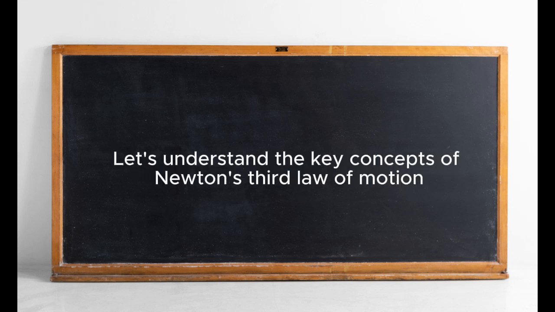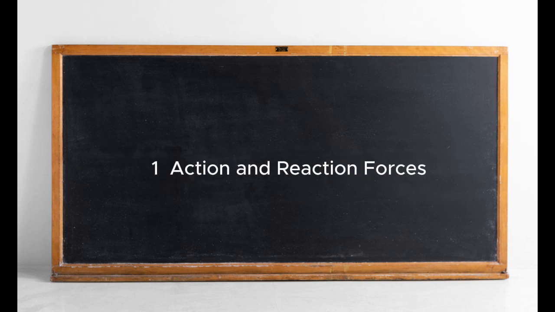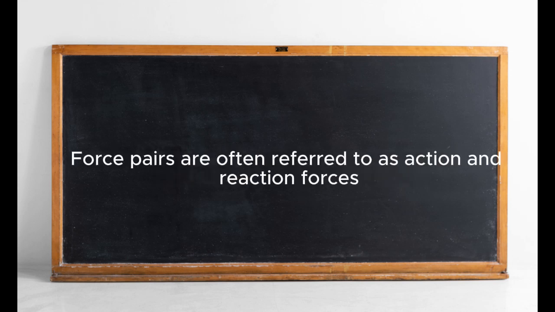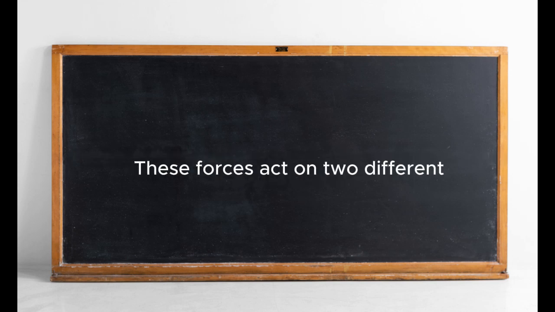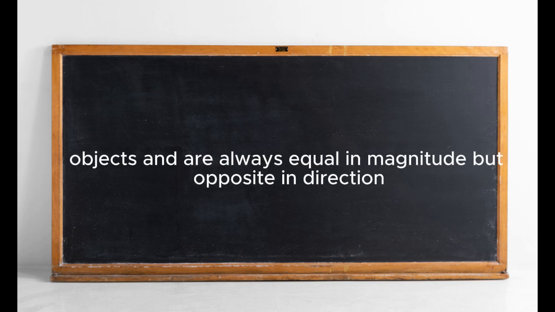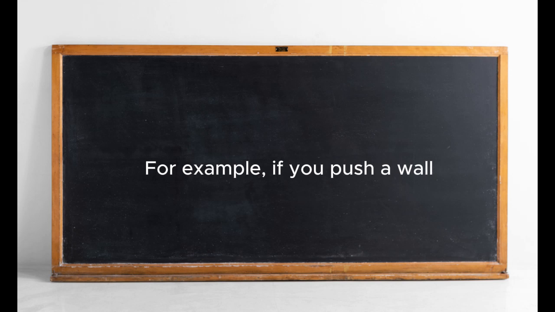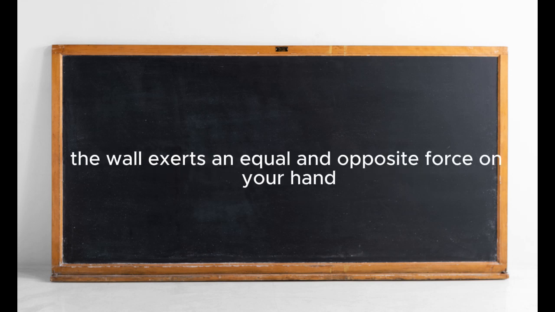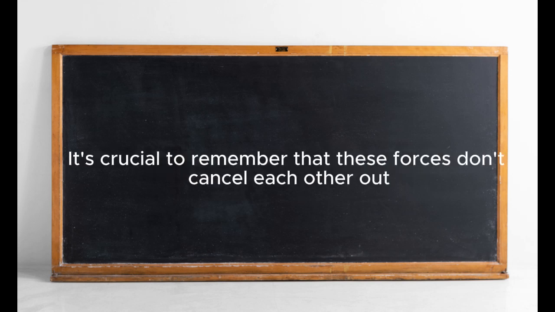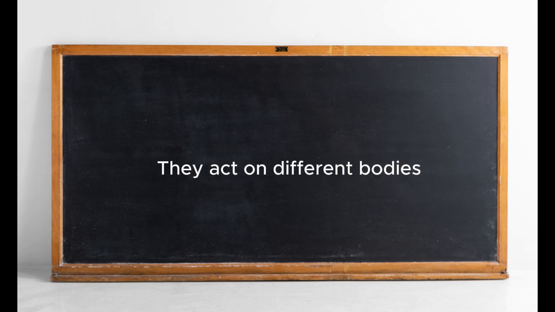Let's understand the key concepts of Newton's third law of motion. 1. Action and reaction forces. Force pairs are often referred to as action and reaction forces. These forces act on two different objects and are always equal in magnitude but opposite in direction. For example, if you push a wall, the wall exerts an equal and opposite force on your hand. It's crucial to remember that these forces don't cancel each other out. They act on different bodies, so they both exist simultaneously.